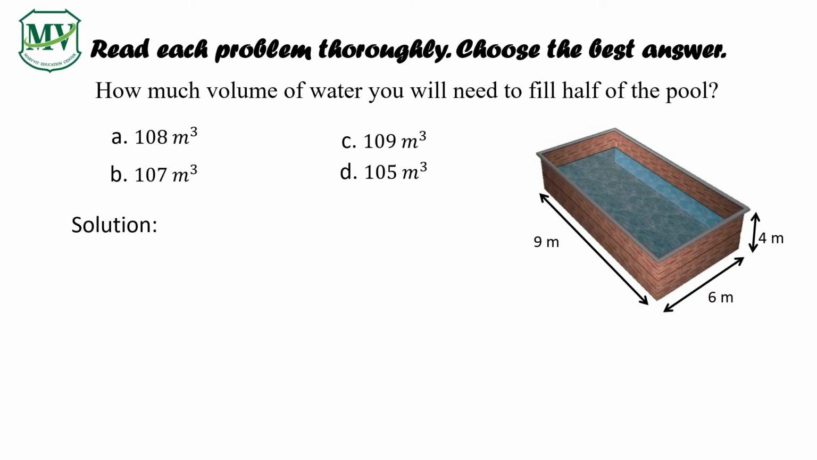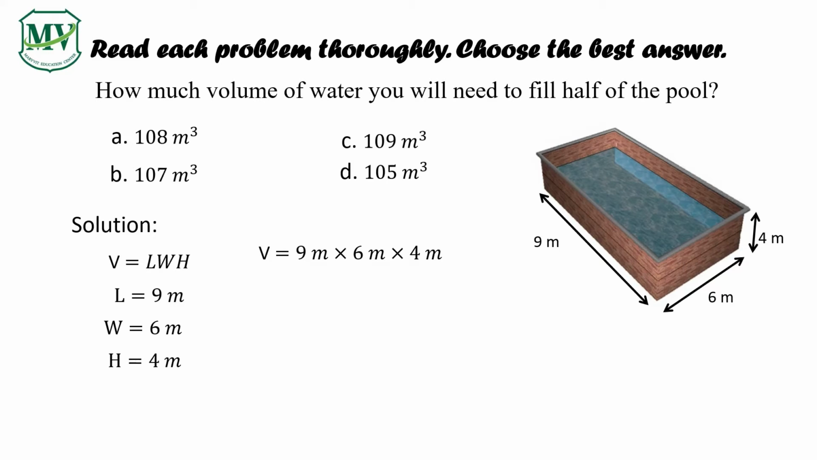So let's see the solution. The formula for volume is V is equal to L times W times H, which is the length, width, and height. L is equal to 9 meters, W is equal to 6 meters, H is equal to 4 meters. So let's solve for the volume. V is equal to 9 meters times 6 meters times 4 meters, which is equal to 216 m raised to 3.